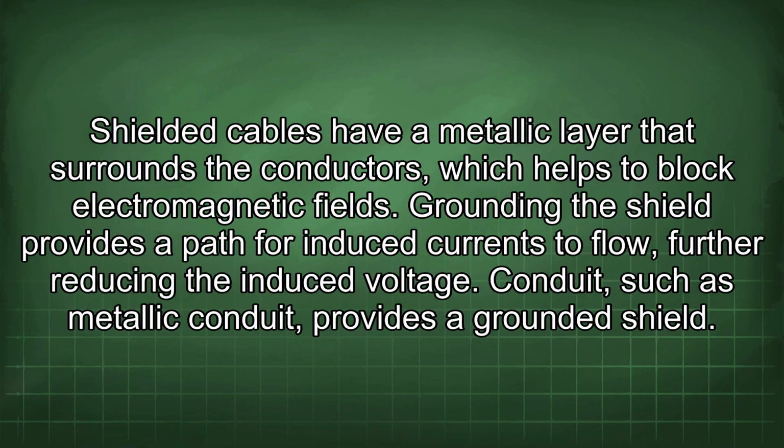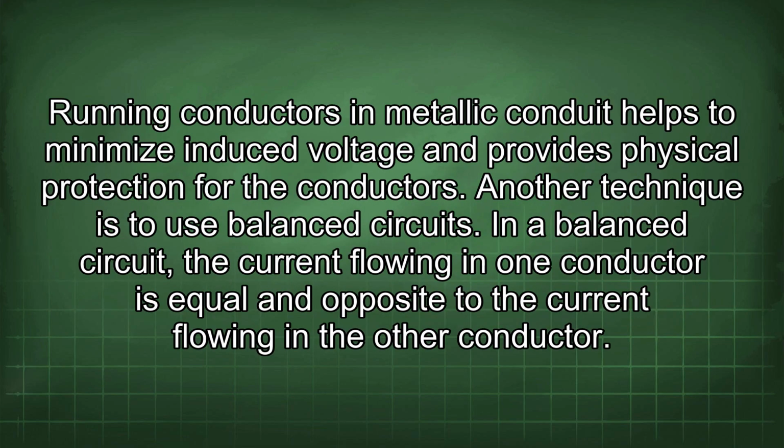Shielded cables have a metallic layer that surrounds the conductors, which helps to block electromagnetic fields. Grounding the shield provides a path for induced currents to flow, further reducing the induced voltage. Conduit, such as metallic conduit, provides a grounded shield. Running conductors in metallic conduit helps to minimize induced voltage and provides physical protection for the conductors.